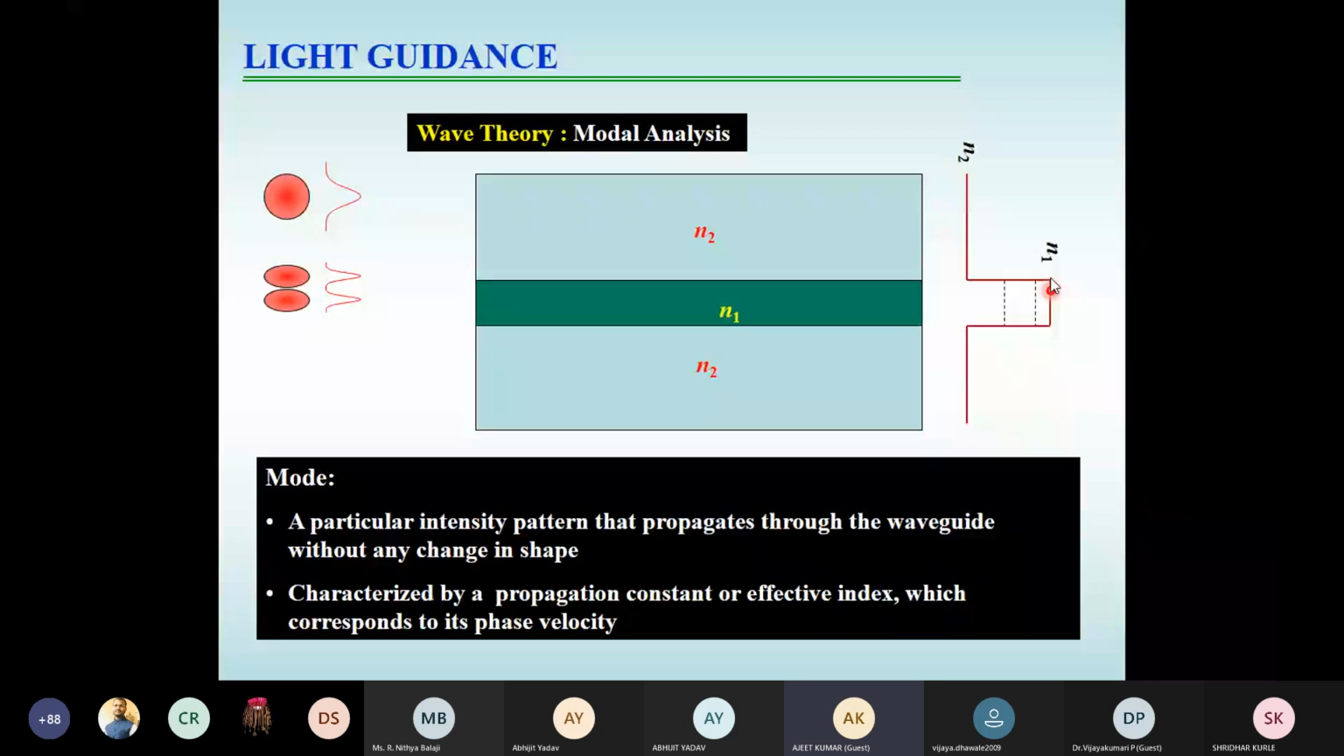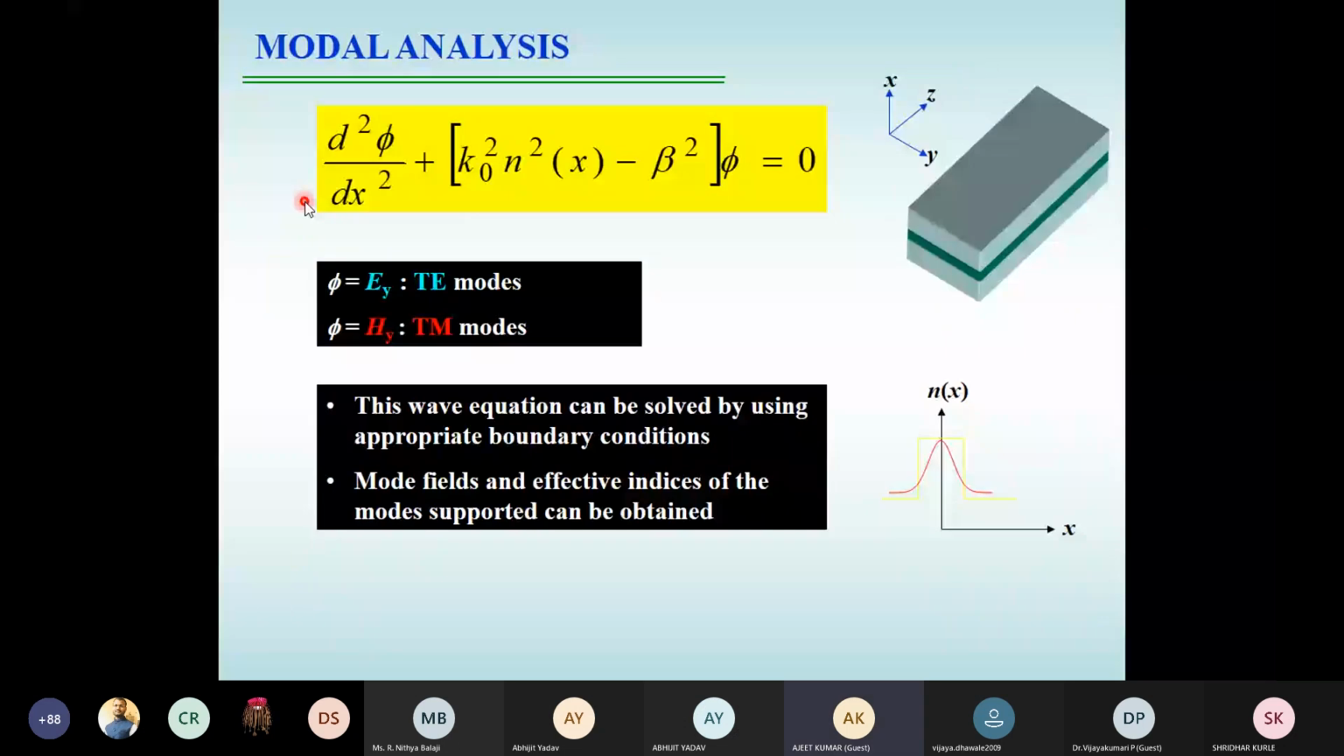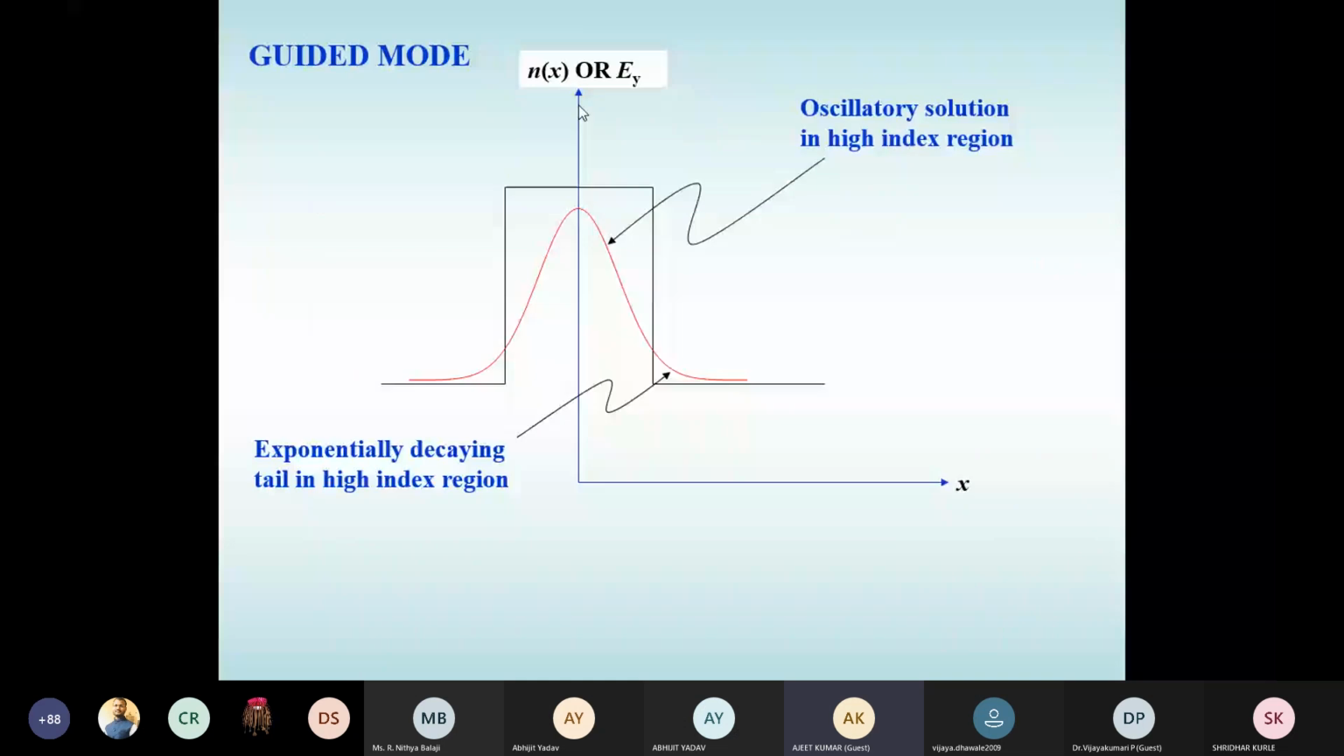You have the waveguide or fiber, and this is the second order differential equation when you put the conditions. So this is a typical refractive index profile, and I mentioned that you will find some discrete solutions. These discrete solutions are called modes, and they are characterized by the electric field. This is the electric field of the fundamental mode. You can see that in the high index medium, the solution is oscillatory. However, in the low index medium, which is the cladding, you have exponentially decaying solutions. So this is called a guided mode. In the core region, or high index region, you get oscillatory solutions, and in the cladding region, the field keeps on decreasing exponentially.